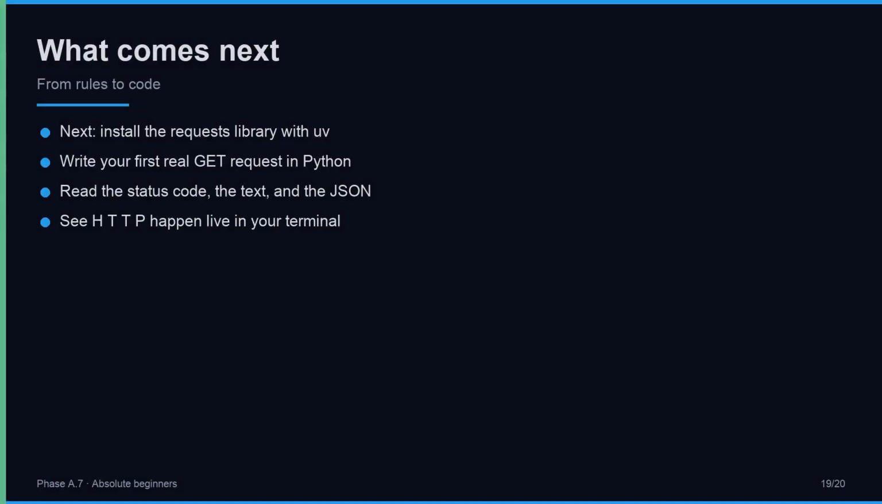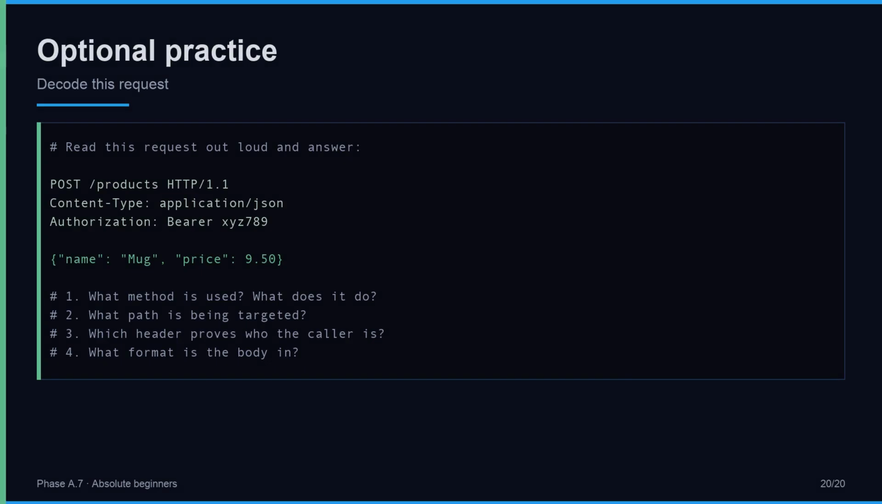Now that you know the rules, the next lesson turns them into running code. You will install a Python library called requests, using UV, the tool you learned earlier in the course. No project setup needed. You will write your first real GET request, send it to a live server, and read the status code, the text, and the JSON that comes back. You will watch HTTP happen right in your terminal. Everything you learned today becomes visible, concrete, and yours. Rules become code.